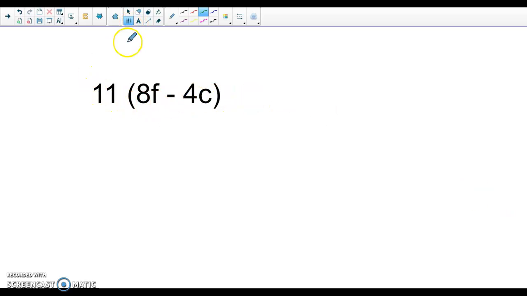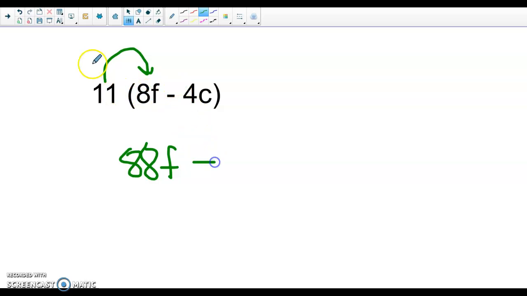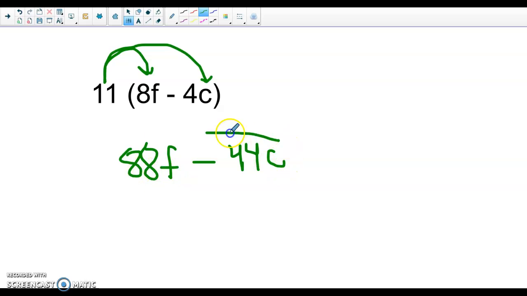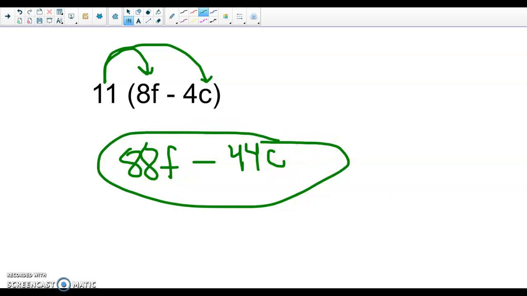Look at this. This one's getting a little more challenging. So now we have an 11 on the outside, and 8f minus 4c on the inside. So there we go. 11 times 8f is 88f. 11 groups of 8f gives me 88f. Bring my minus sign down. It works the same if it's minus. And then 11 times 4 is 44c. Can you combine the f and the c? You cannot, so that is your final answer.